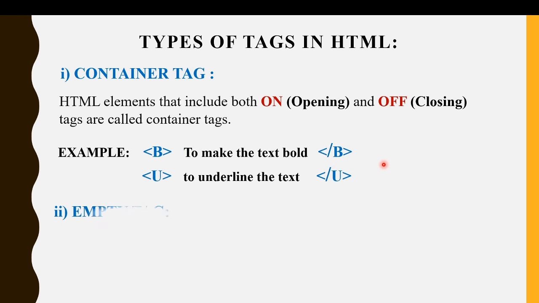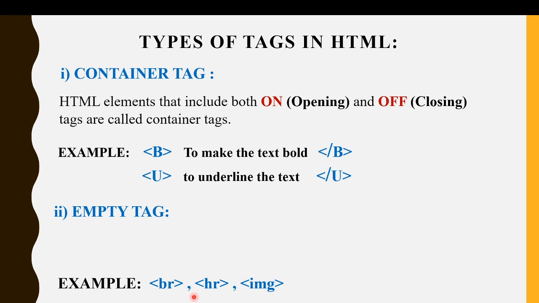The next type of tag is an empty tag. Now if you go through this example, you can see some of the tags here: BR, HR, IMG. We will discuss about these tags later on.